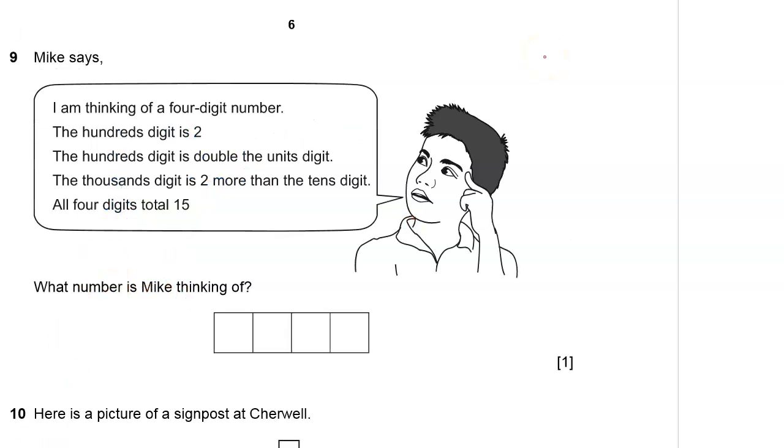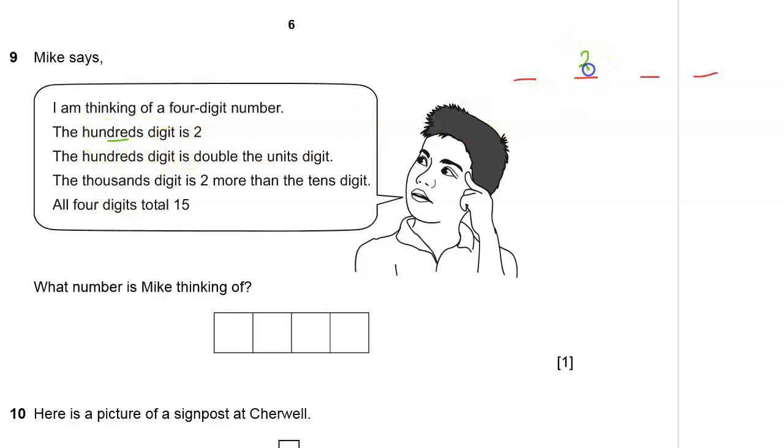9. Mike says, I am thinking of a four-digit number. Four-digit number. Assume 1, 2, 3, 4. Four-digit number. Mike is thinking about that. And the number, the hundredth digit is 2.